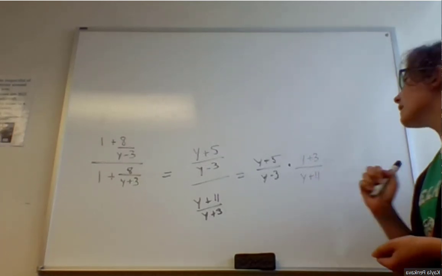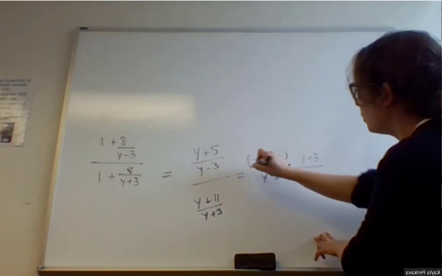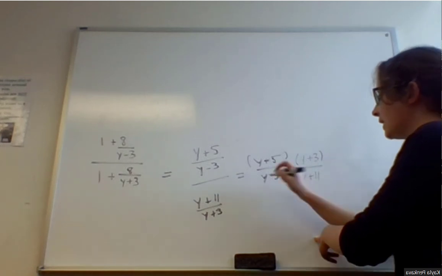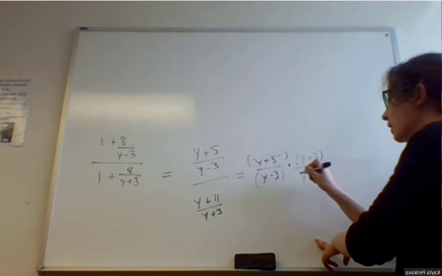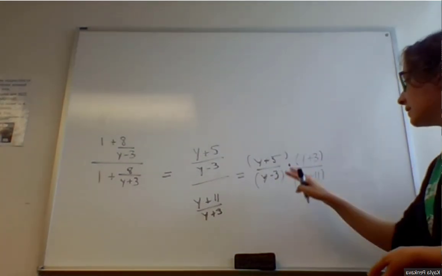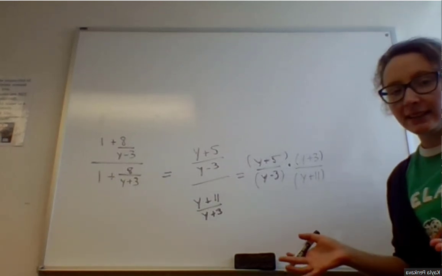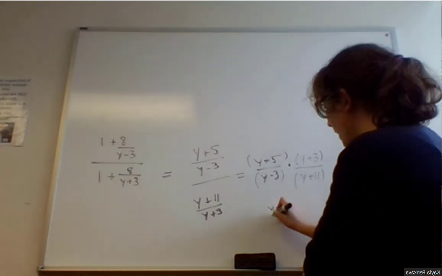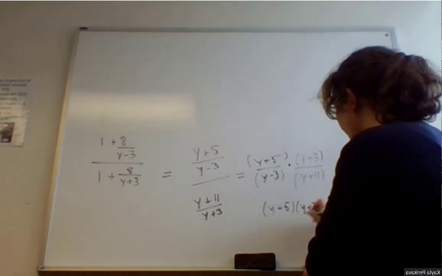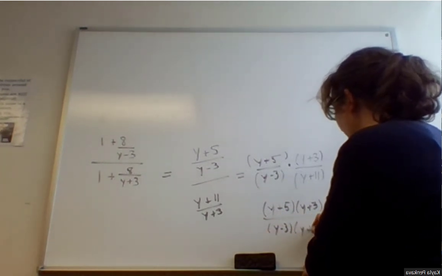Now, none of these terms are the same. You have to think of this as the whole of y plus 5 multiplied by the whole of y plus 3, and the whole of y minus 3 multiplied by the whole of y plus 11. Since this is its factored form, and none of the factors are the same, we can't cancel anything. So this becomes y plus 5 times y plus 3 over y minus 3 times y plus 11.